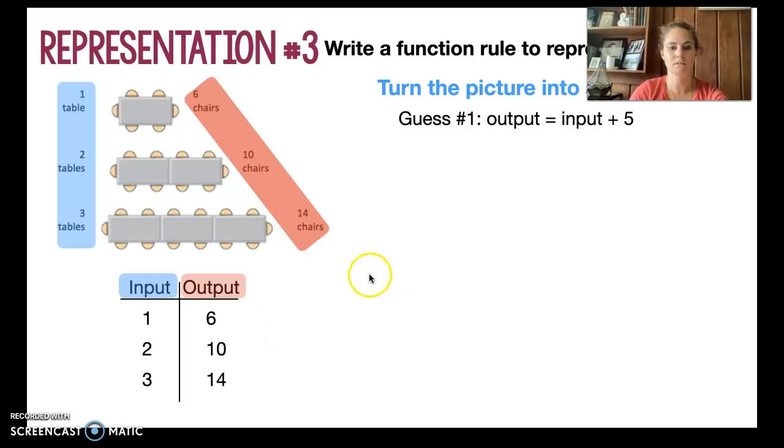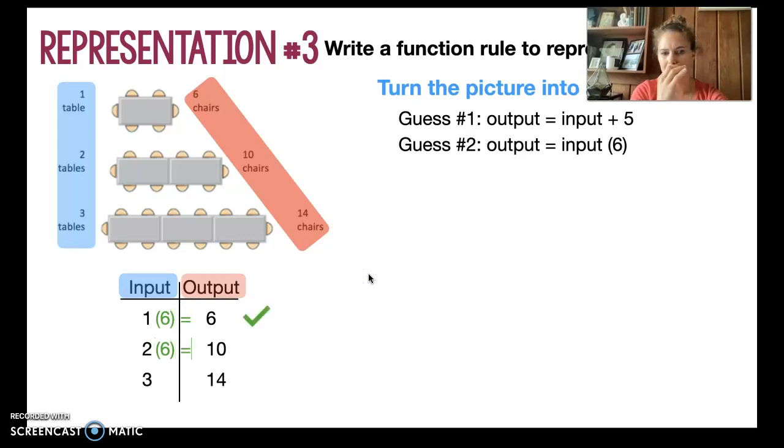So let's try something else. From 1 to 6, I could just multiply by 6. Okay? 1 times 6 is 6, so that works. But 2 times 6 is 12, and I was supposed to get 10. So I know that that rule doesn't work either.